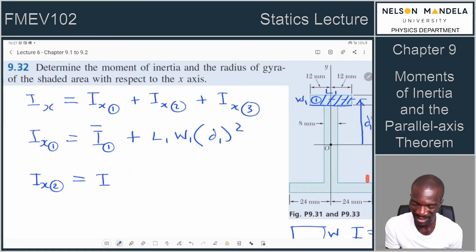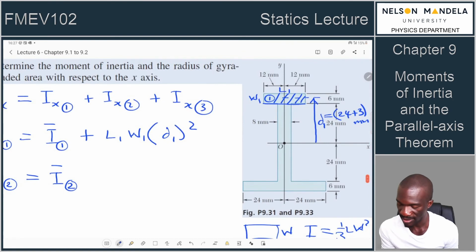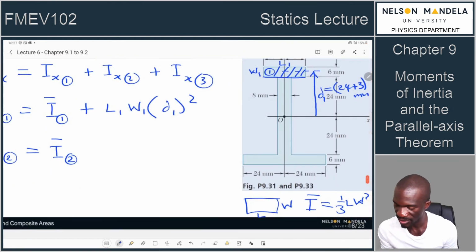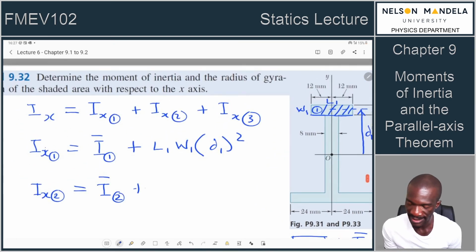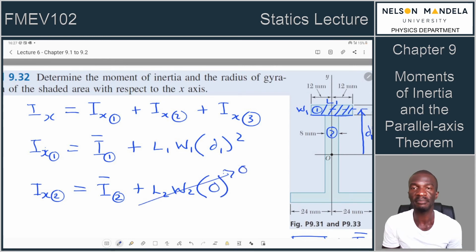So we need the centroidal moment of inertia for area number 2. Where can you get that? You can get it from your tables. They will tell you something like this: the centroidal moment is whatever fraction of the length and the width for a rectangle, plus length 2, width 2, since this is object number 2. The D, we said, is 0, so this term actually becomes 0.